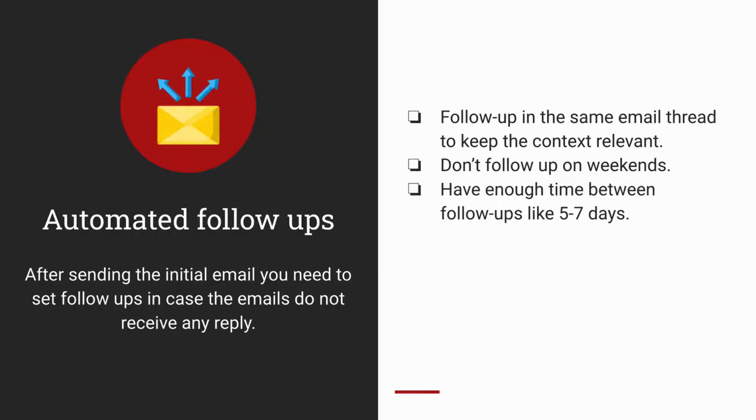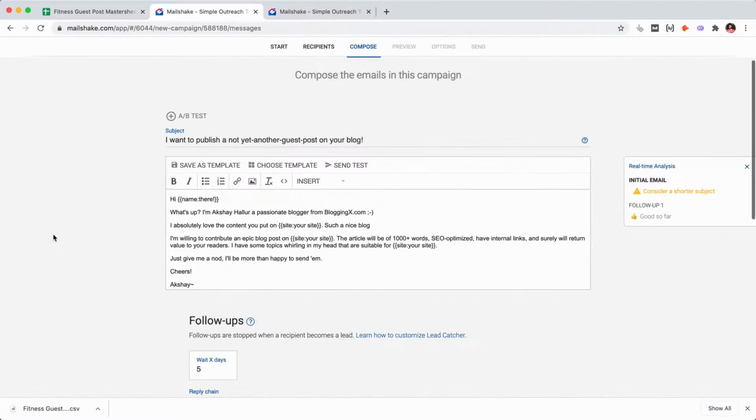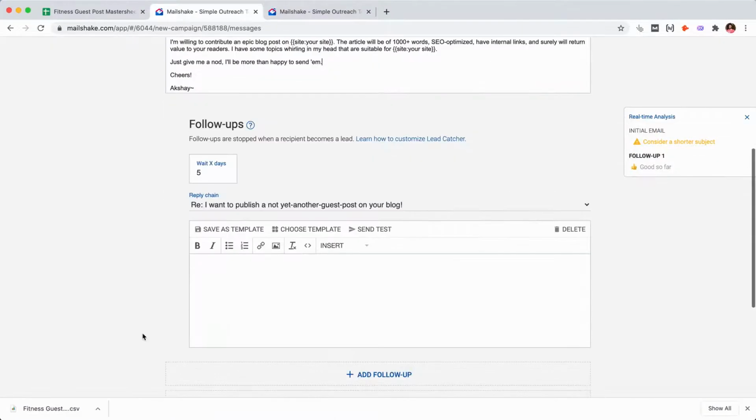I will be discussing that when discussing follow-ups in Mailshake. And have a maximum of 3 follow-ups, right? Don't aim for like 4, 5, 7 follow-ups. Just keep it max 3. And include reply-triggering words and keep the email brief. That is very important. I have some templates that I can share with you to make sure that your follow-ups receive a reply, at least a rejection. So here you can see you have automated follow-ups.